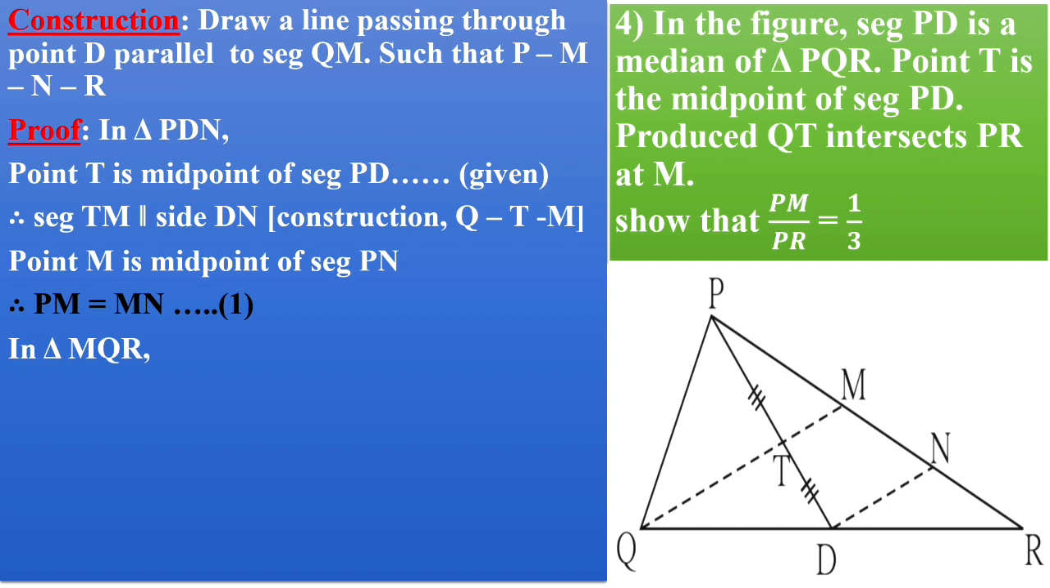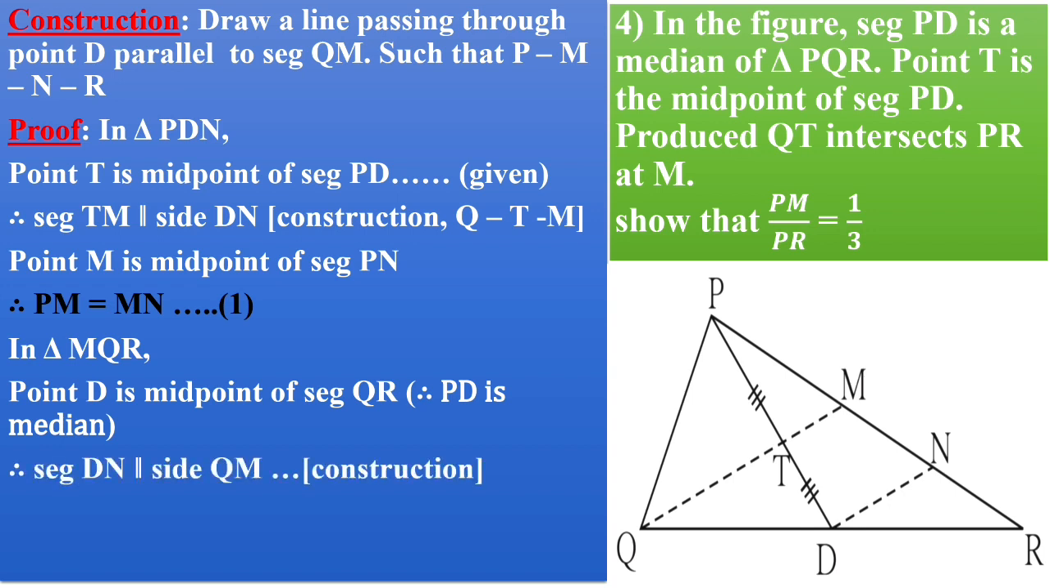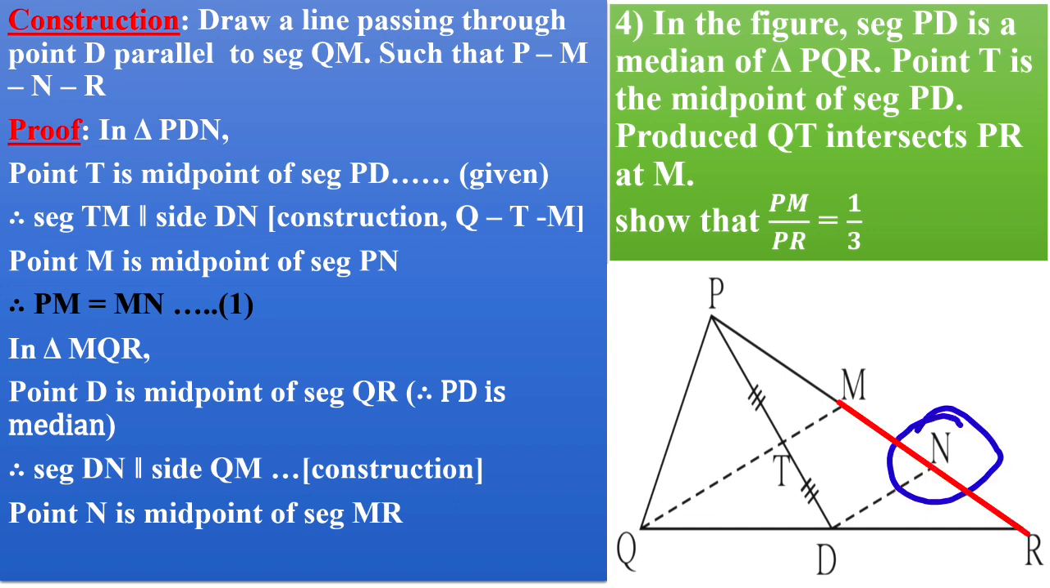Now we will take the triangle MQR. So here point D is the midpoint of segment QR because it is given PD is a median. PD is the median means D is the midpoint of QR. So DN is parallel to QM by construction. So point N is also the midpoint of MR. So here we can say MN is equal to NR with equation number 2.